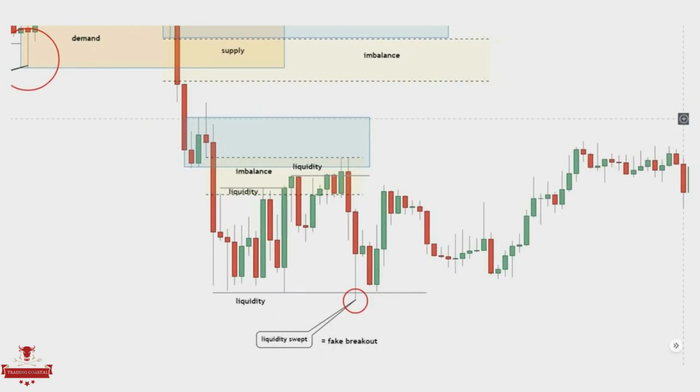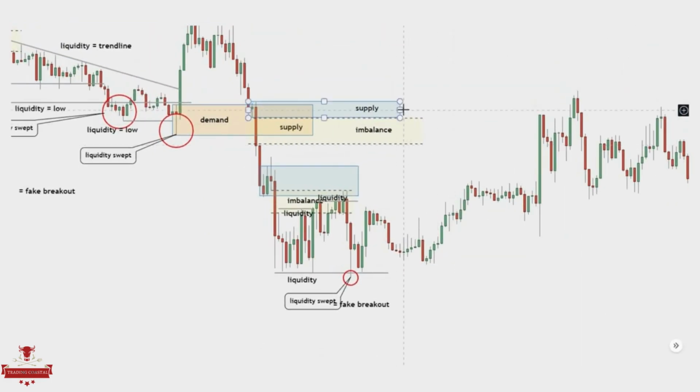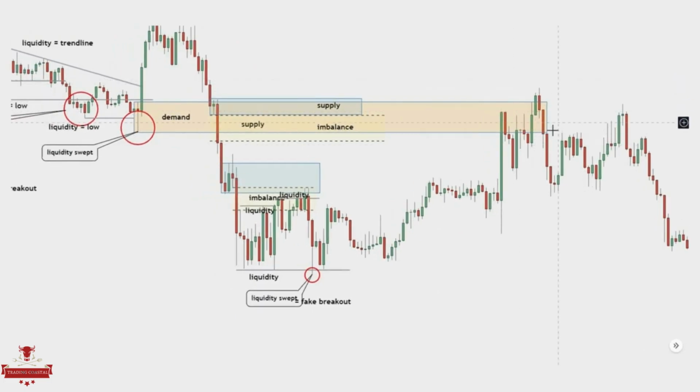The liquidity is very common, and you should keep a closer look, and of course, you should combine it with supply and demand levels. Let's clean the chart a little bit and continue.